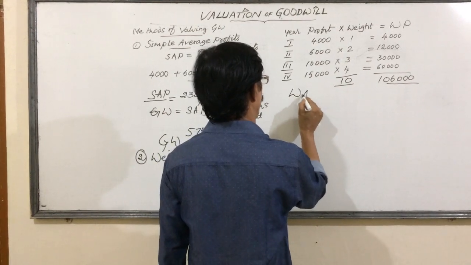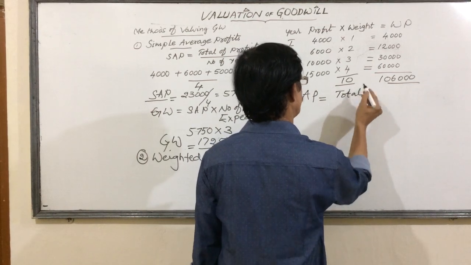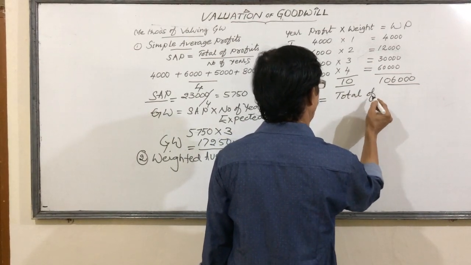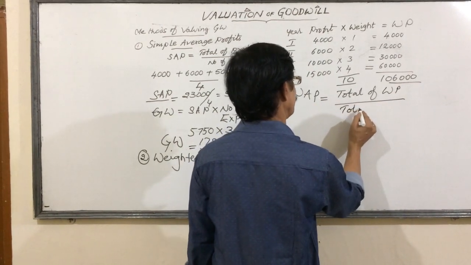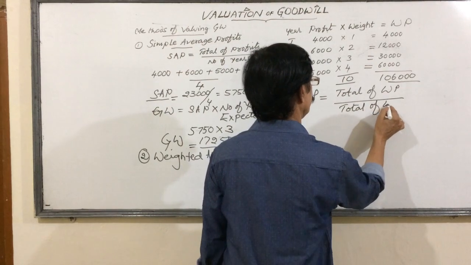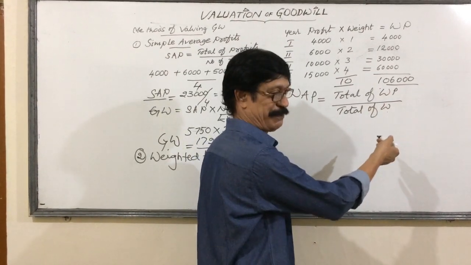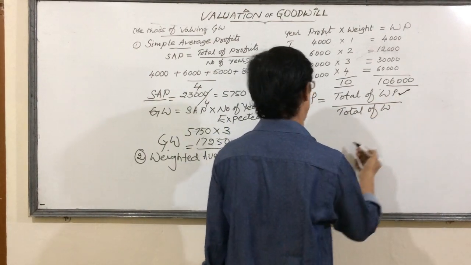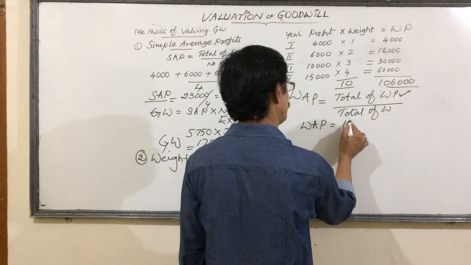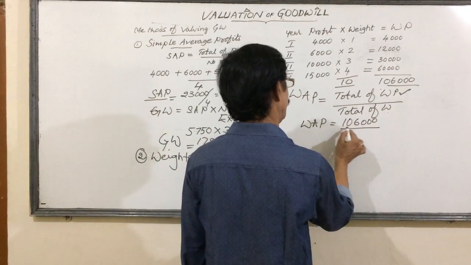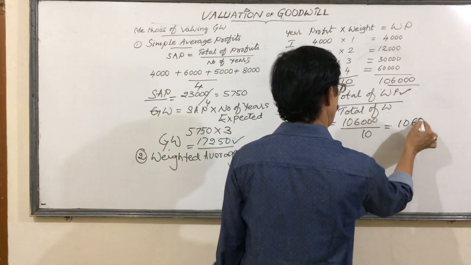Now weighted average profit is equal to the sum of total weighted profits divided by the sum of weights, total of weights. Here weight is cancelled. Divided by means cancelled. So you will get the profits again. That is equal to weighted average profits. How much weighted average profits? 1,06,000 divided by total weights 10. That is equal to 10,600.